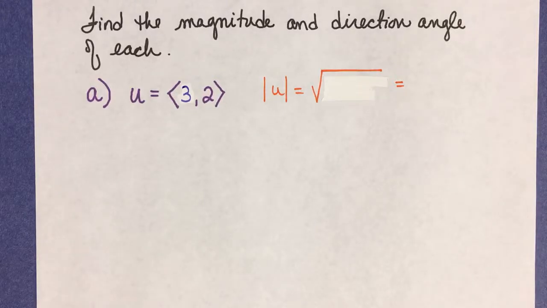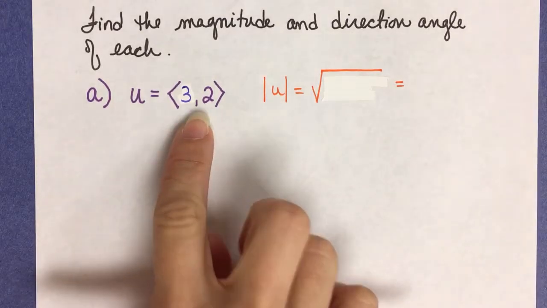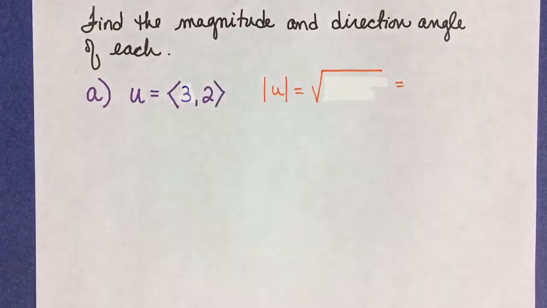Okay, now we're actually just reversing what I had done on the previous problem. The previous problem gave you the direction angle and gave you the magnitude, and you were trying to find the components. Here you're given the components and you're asked to find the magnitude and the direction angle. Okay, so first of all, finding the magnitude.